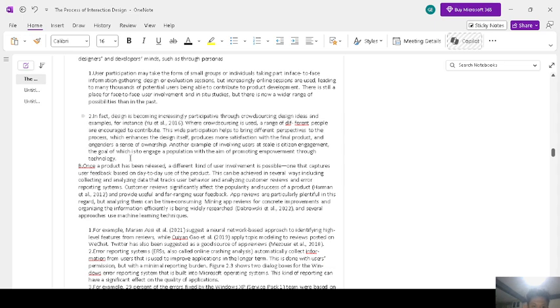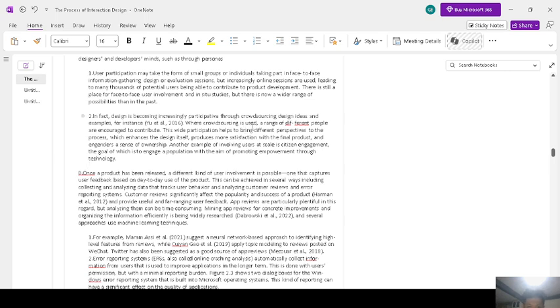In fact, design is becoming increasingly participative through crowdsourcing design ideas. For instance, where crowdsourcing is used, a range of different people are encouraged to contribute. This wide participation helps to bring different perspectives to the process, which enhances the design itself, produces more satisfaction with the final product, and engenders a sense of ownership. Another example of involving users at scale is citizen engagement, the goal of which is to engage a population with the aim of promoting empowerment through technology.